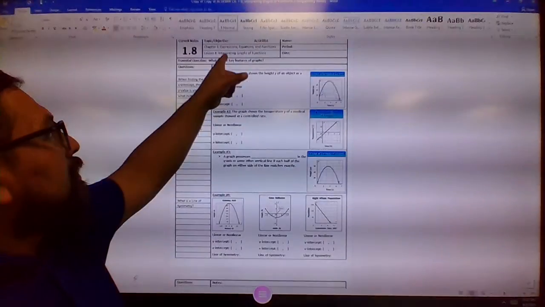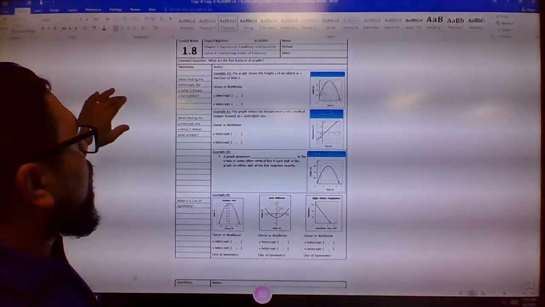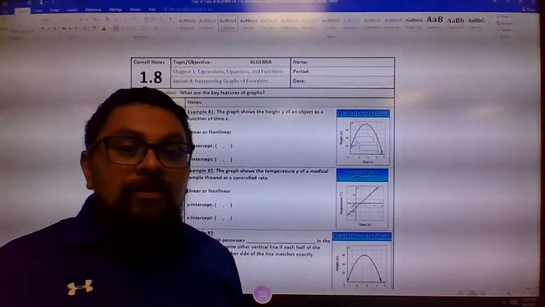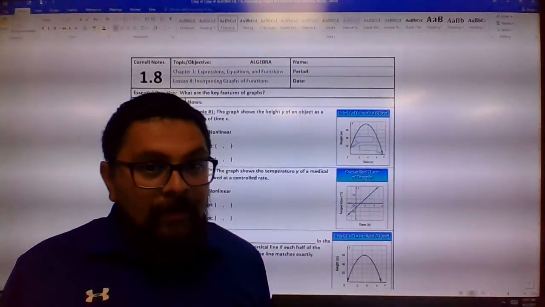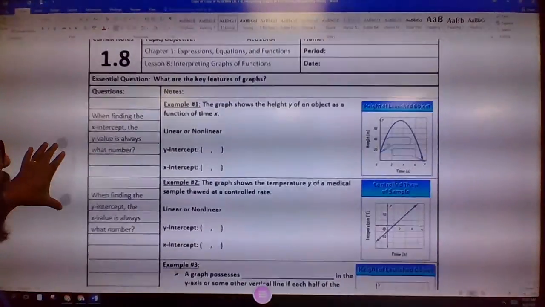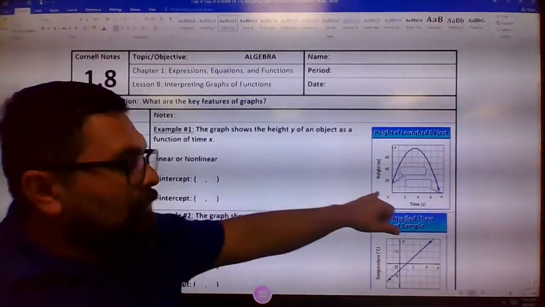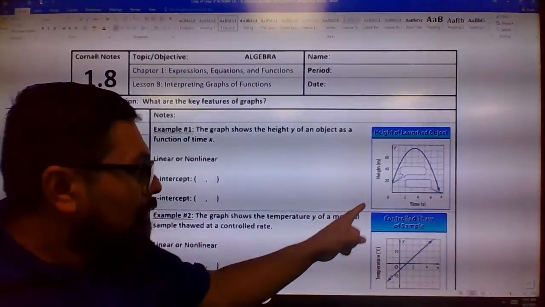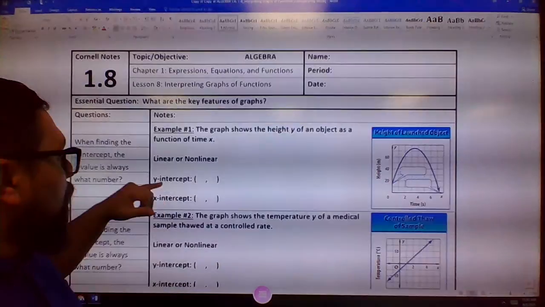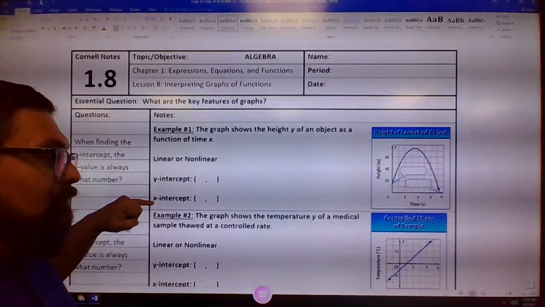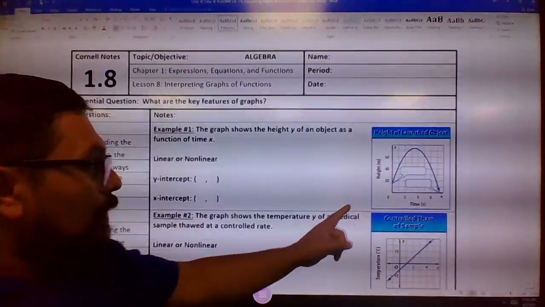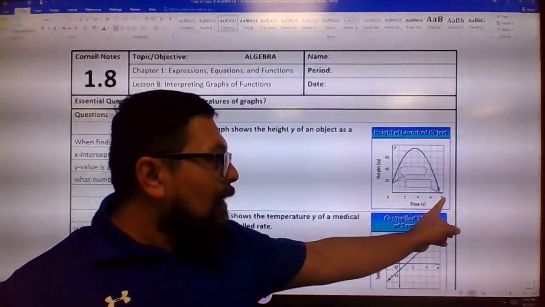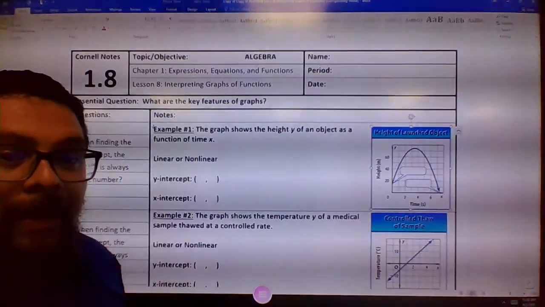So 1.8 was interpreting graphs of functions. The essential question was, what are the key features of graphs? There are some features of graphs that we need to know for this section. For example 1, we looked at this graph and were able to find if it's linear or nonlinear. We found out it's nonlinear. We also found the y-intercept and the x-intercept. Remember, the y-intercept is where the graph crosses the y-axis. The x-intercept is where the graph crosses the x-axis.